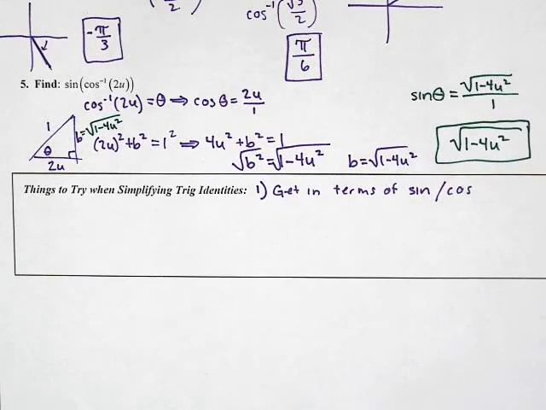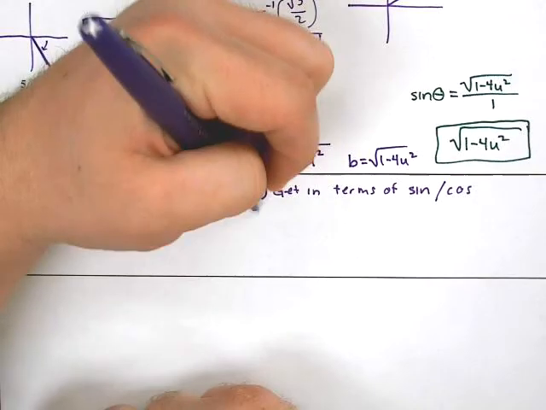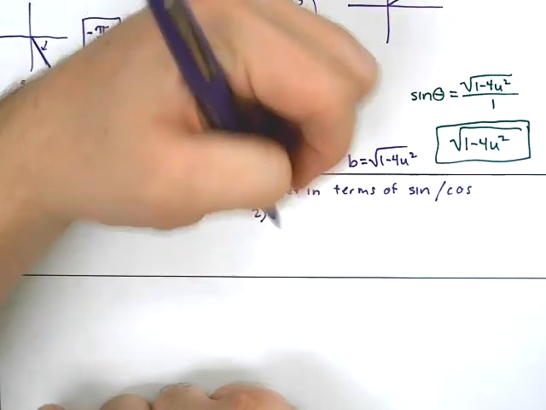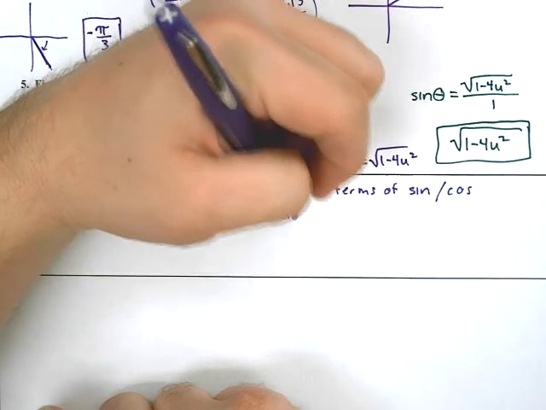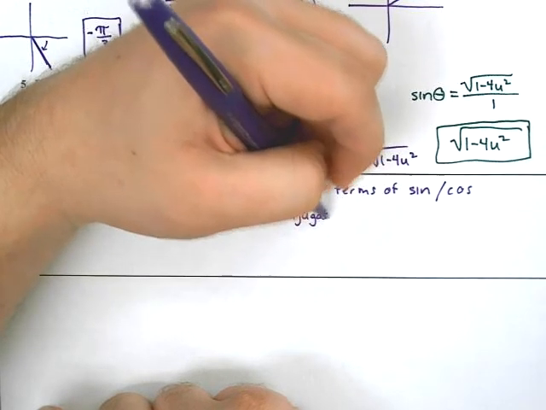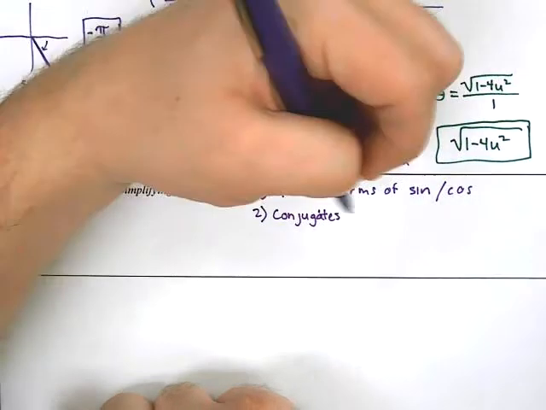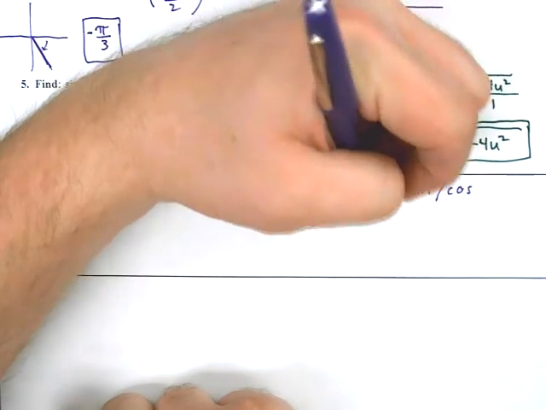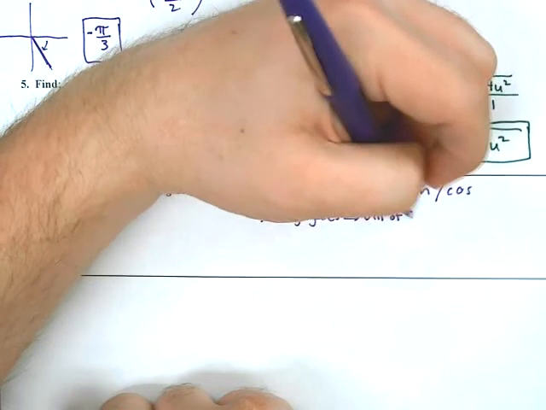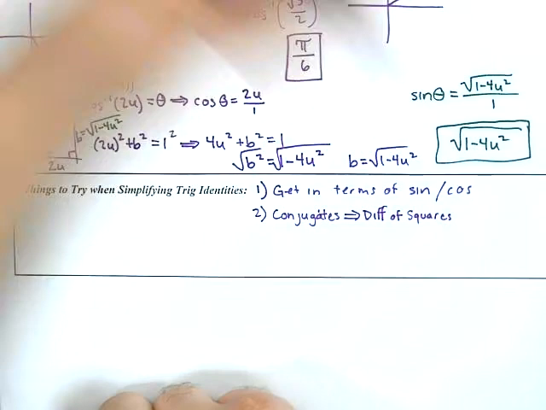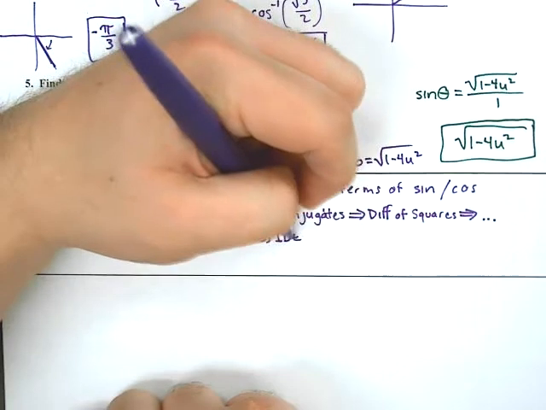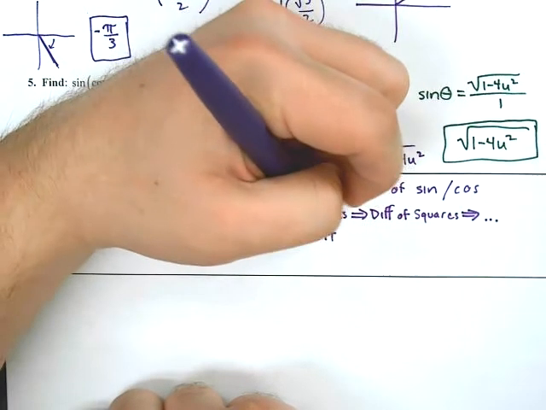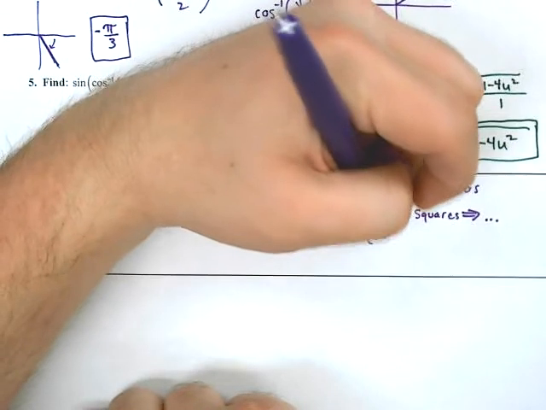All right, the next one that is pretty important would be conjugates. We multiply by conjugates because when we use conjugates, we get a difference of squares. And when you have a difference of squares, you get identities. And I'm going to actually put the word Pythagorean, okay?